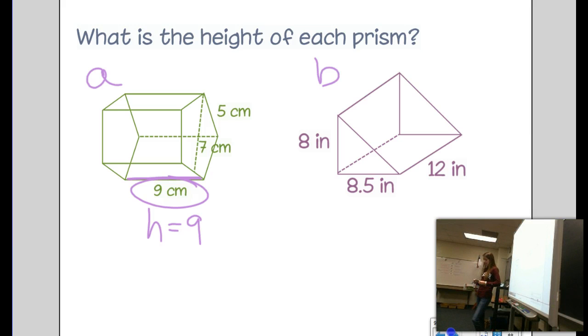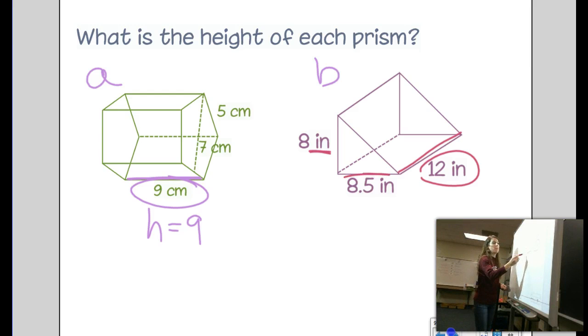Okay, shape B. Mike, what's the height of shape B? 12. Very good. The height is the number that connects the base to the base. So ask yourself, okay, the bases are triangles. What number connects triangle to triangle? And you'll get 9. What does 8 represent? What's 8? The height of the triangle, which means it's the height of the base.